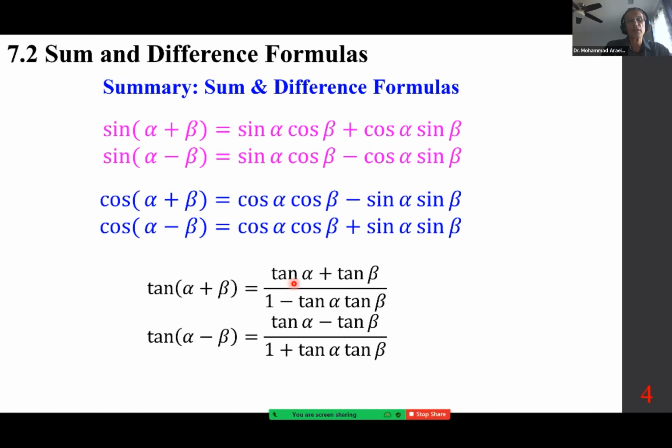Tan of alpha plus beta is tan of alpha plus tan of beta over 1 minus tan alpha tan beta. And tan of alpha minus beta, if you replace beta with negative beta, it will change the sign. The top becomes tan alpha minus tan beta, and the bottom becomes 1 plus tan alpha tan beta. So what we are going to do now is start with one of those. In this case specifically, we're going to go over the proof, and then we can prove the rest of it.